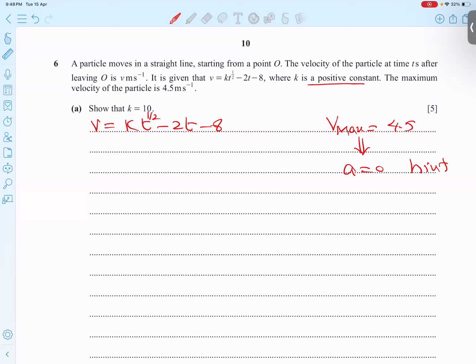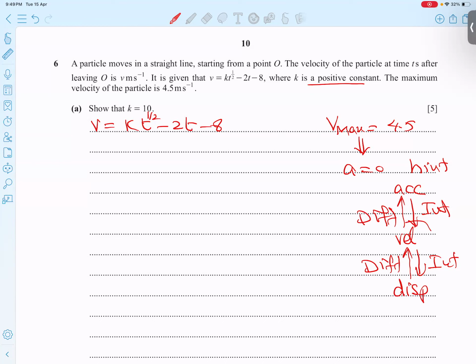Okay, so how can we do it first? Do you know we have three levels? Displacement, if we differentiate, we get velocity. If we differentiate again, we get acceleration. So differentiate if you want to go up, but if you want to come down, integrate. Currently I am on the velocity level and I'm looking for acceleration, because I have to plug in acceleration 0. So I have to go for differentiation.